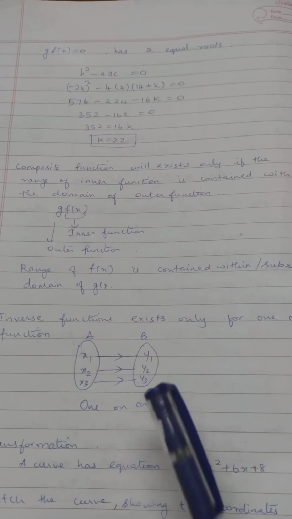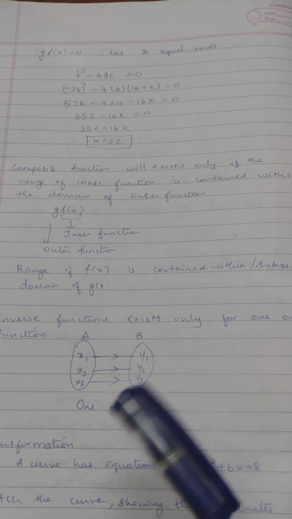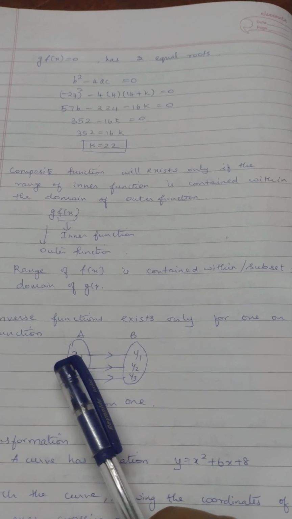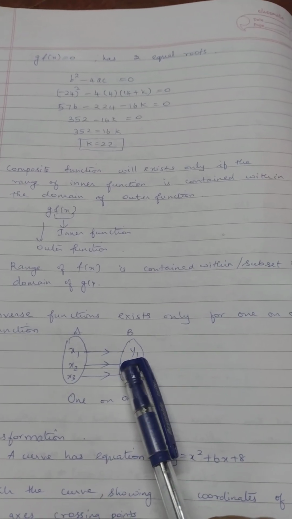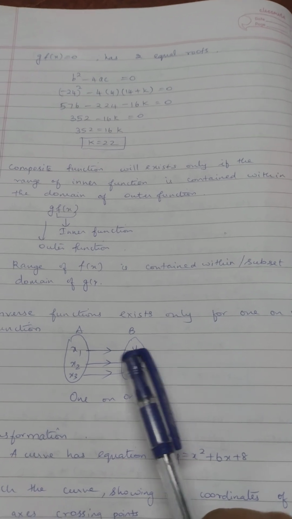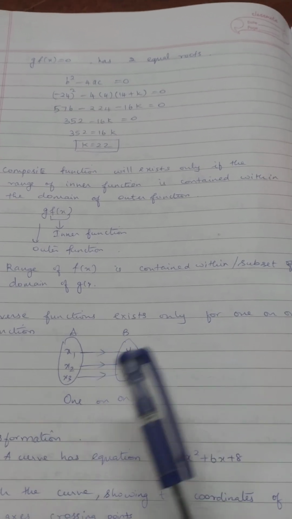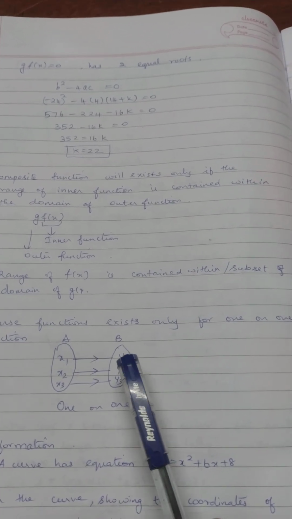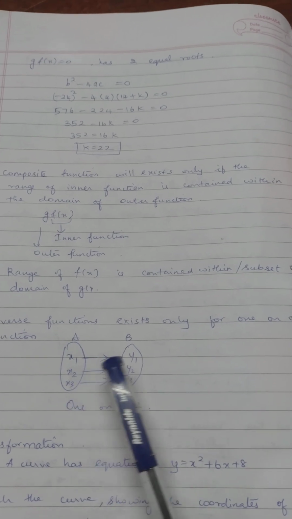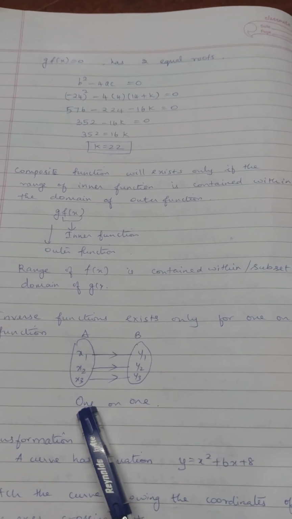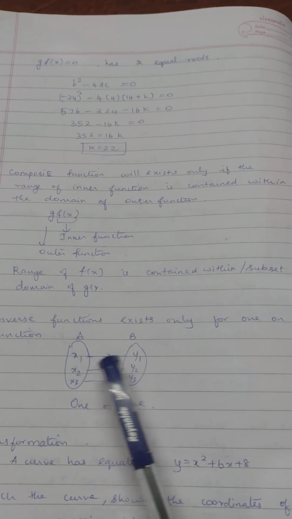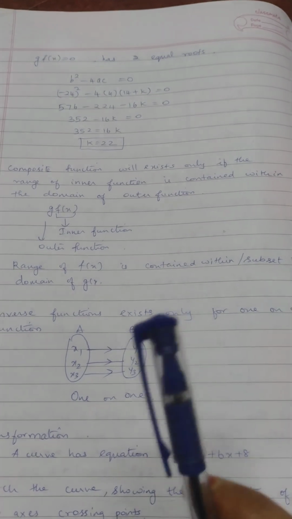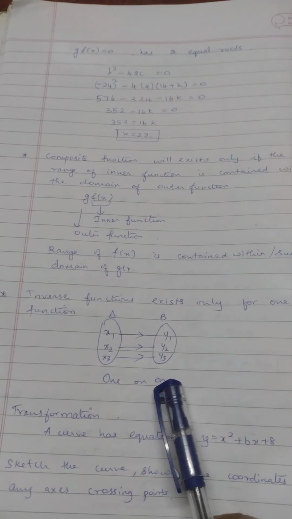An inverse function will also exist only for a one-to-one function. So what is meant by one-to-one? Imagine there are two sets, set A and set B. For each and every value of set A, you have a value in set B, but you have only one value. You don't have many values, you just have one value. So for every value of set A, there is a distinct value in set B. Only when you have such a relationship between two sets do we call it one-to-one. And inverse functions will exist only for such one-to-one functions.